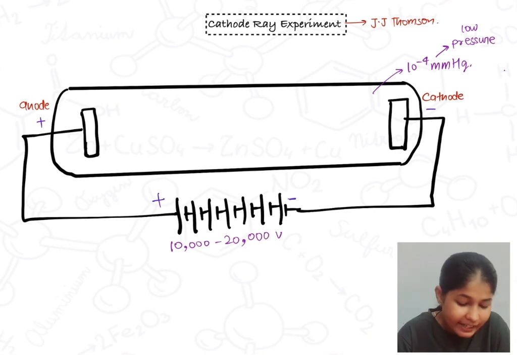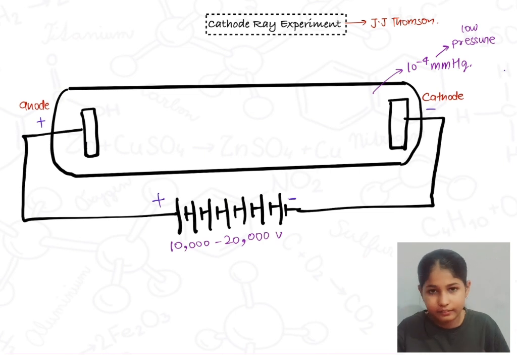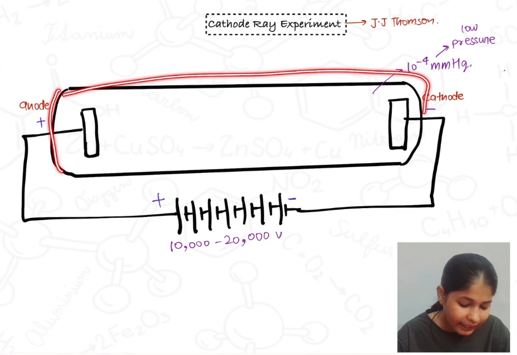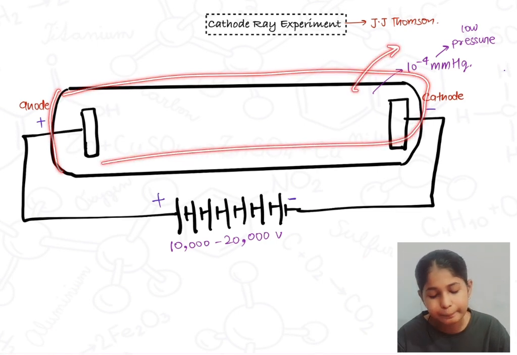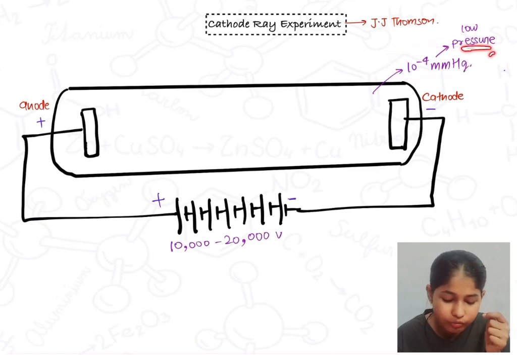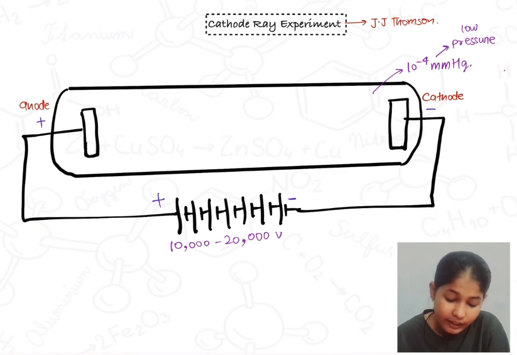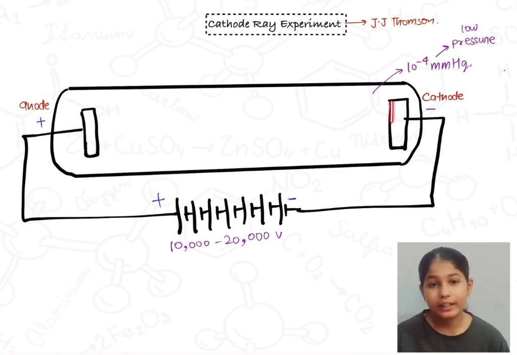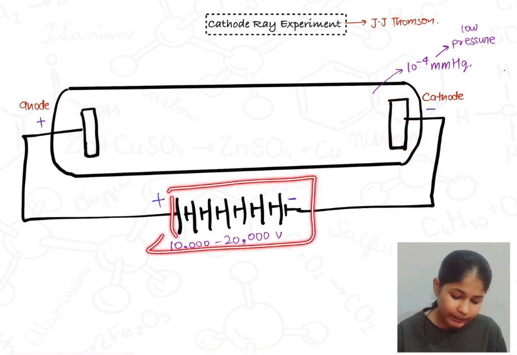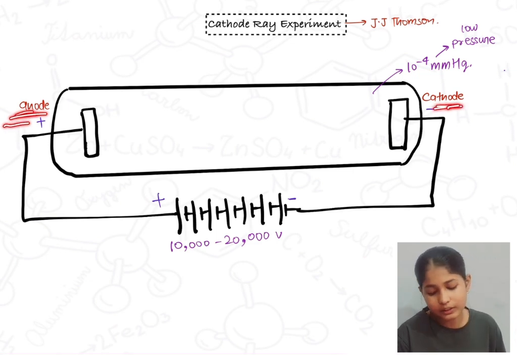Do you know what happens? Let's recall our setup, then continue. We have a hollow tube. J.J. Thomson has taken a hollow tube. Inside that hollow tube, first of all, he has taken out most of the air and maintained an atmosphere of low pressure, about 10 to the power minus 4 mmHg. Now he fitted two electrodes, a cathode and an anode, connected to an electrical source. This is our anode, this is our cathode.